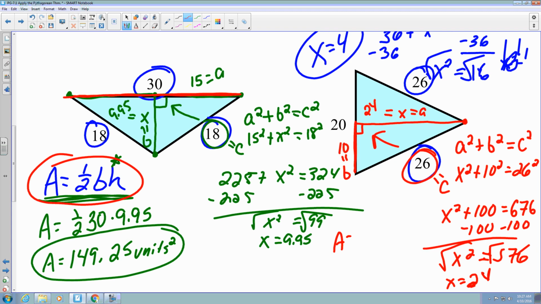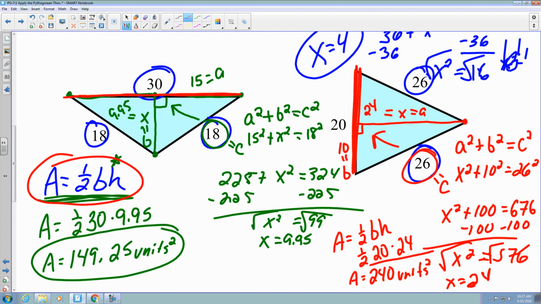So area equals 1/2 base times the height. It's going to be 1/2. The base is going to be right here, and that is 20. And then the height, which we found, is 24. So 1/2 times 20 times 24 equals 240, and it's going to be square units. Okay.